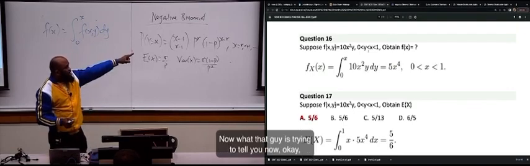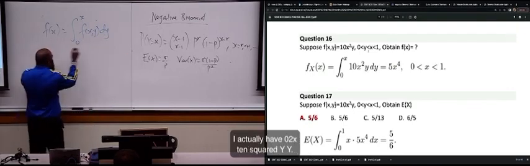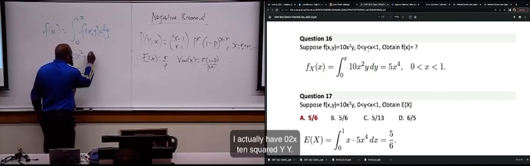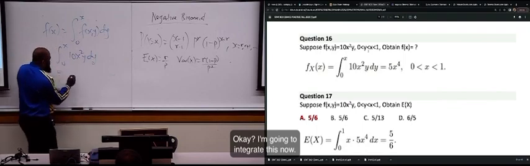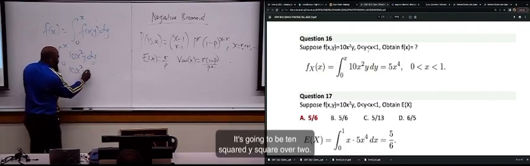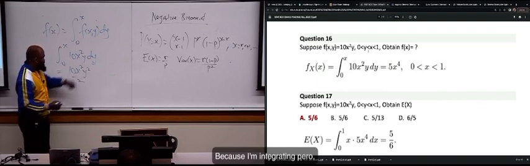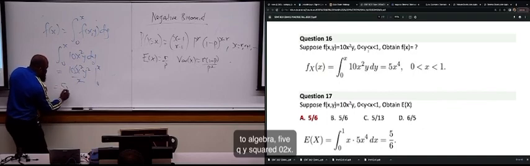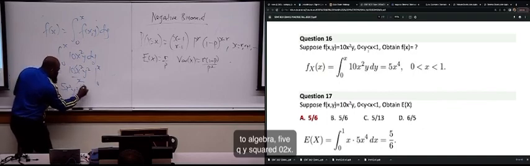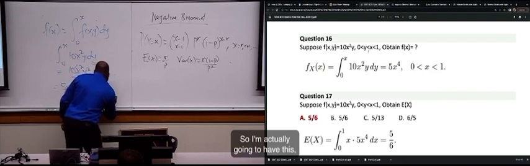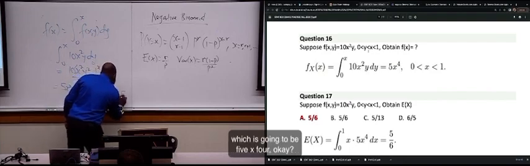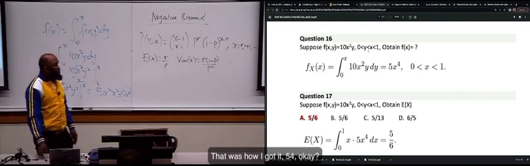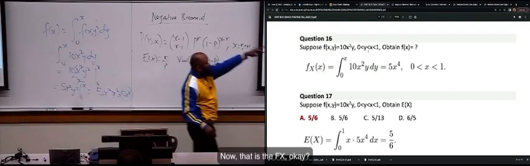Now what that is telling you is that I have 0 to x of 10x squared y dy. I'm going to integrate this now. It's going to be 10x squared y squared over 2, because I'm integrating with respect to y, from 0 to x. After algebra, 5x squared y squared from 0 to x, so I'm going to have 5x^4. That was how I got 5x^4. Now that is the f of x.